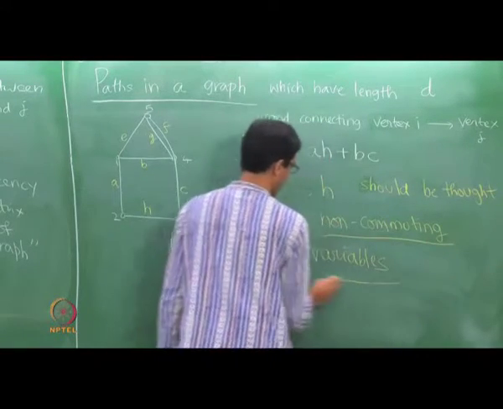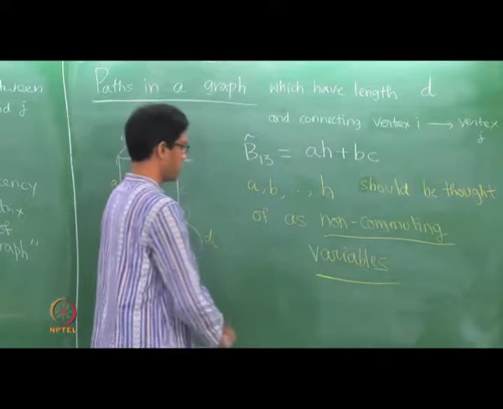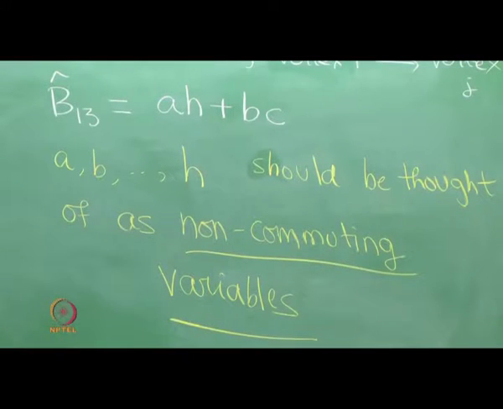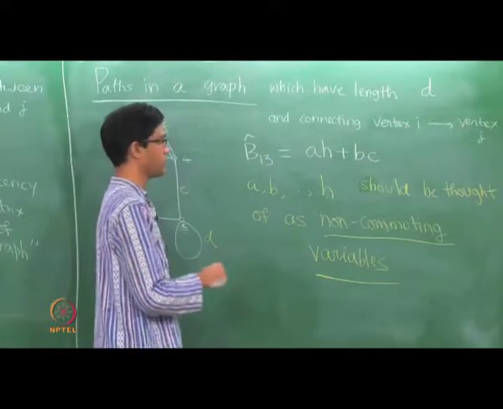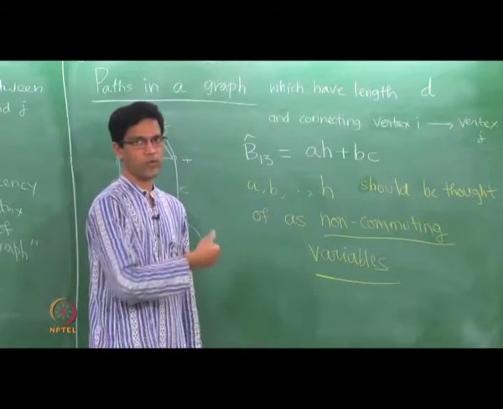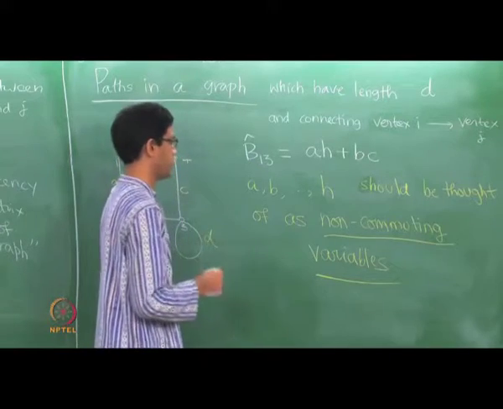Okay, and that's sort of important. You'll see in a little while why. When we say non-commuting, we mean when you multiply A with H, that's to be thought of as being different from multiplying H with A. Okay, so AH is not the same thing as HA.